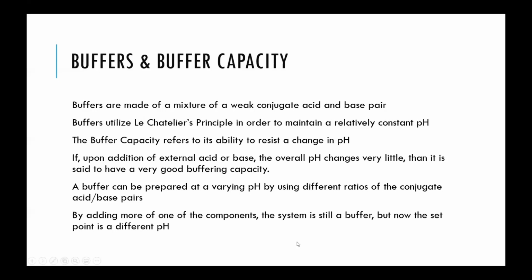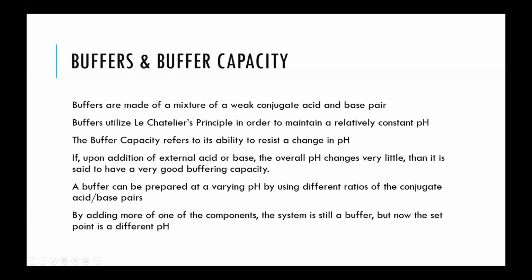But a buffer will be able to resist that pH change and hold its pH relatively constant. Now, it will change ever so slightly because you're adding an acid or base, but when you're looking at buffering capacity, you're looking at these in relative terms. And in the lab, you're going to be preparing two buffers and looking at their buffer capacity relative to each other. Which one changes pH the least when you add acid? Which one changes the pH the least when you add base?